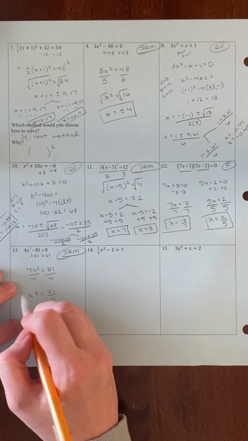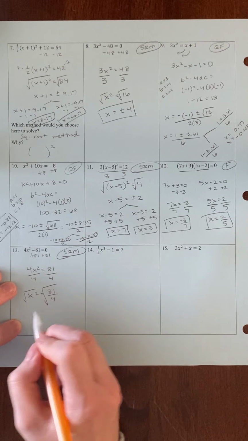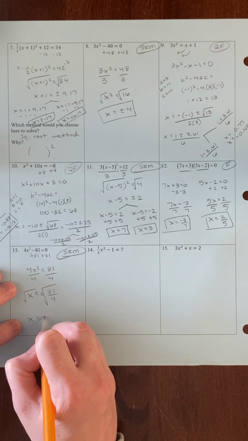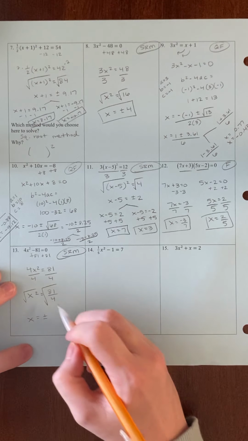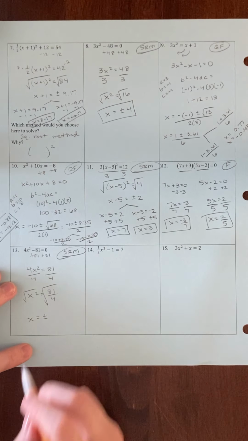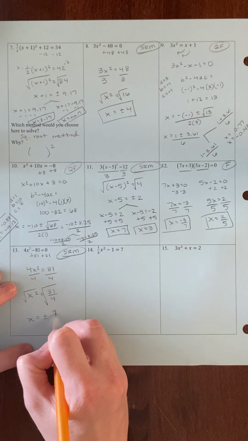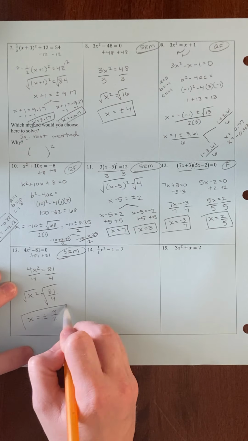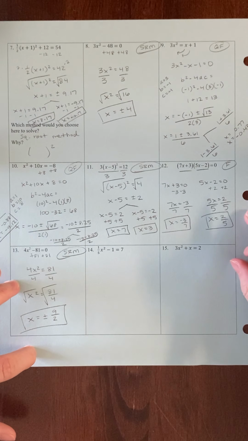Now that I have the x squared isolated, I'm going to take the square root of both sides. The square root of a positive real number is positive or negative. And then for this, you're going to take the square root of each piece. So you're going to take the square root of 81, which is 9, and then the square root of 4, which is 2. So it's positive or negative 9/2.